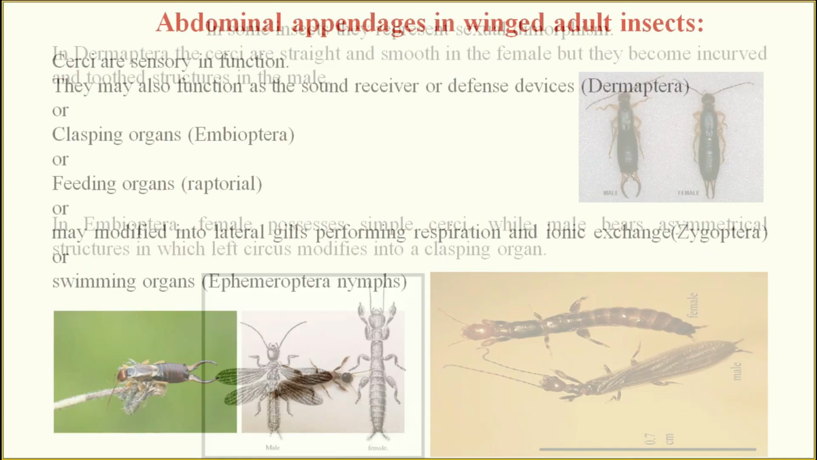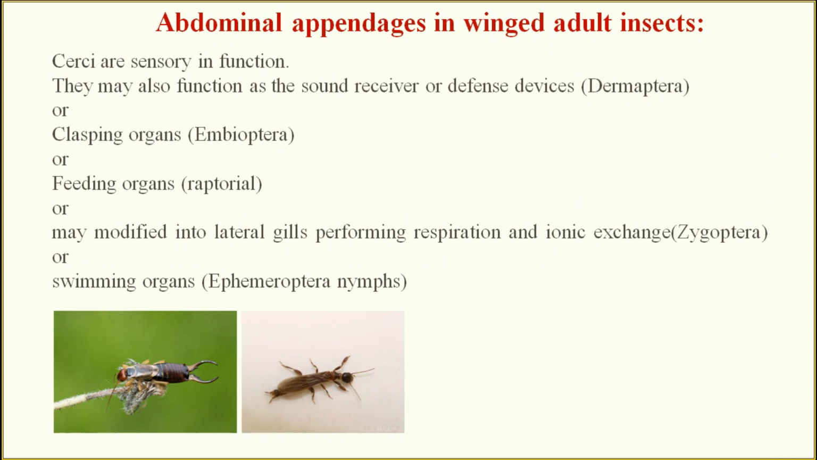Abdominal appendages in the wing, again the same thing. Cerci are sensory in function. Those functions are written. They may also function as sound receivers, sometimes defensive, sometimes clasping organs for holding the mate, sometimes feeding organs in case of raptorial, may be modified into lateral gills performing respiration and ionic exchange in case of Zygoptera.